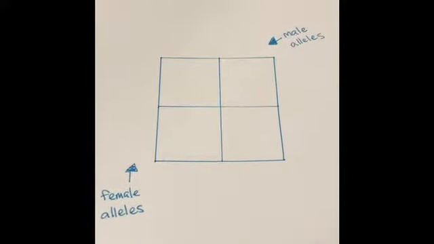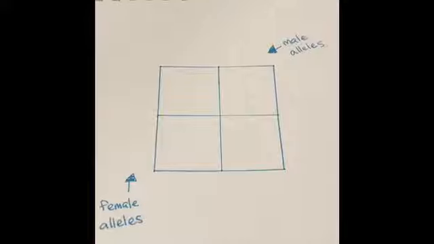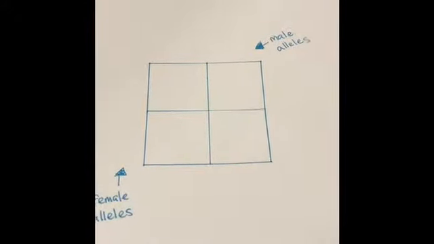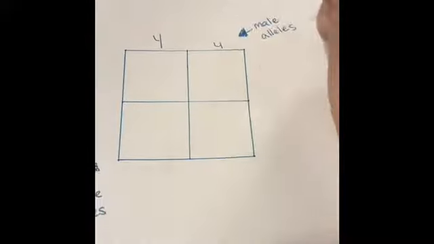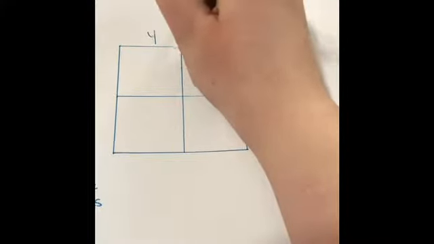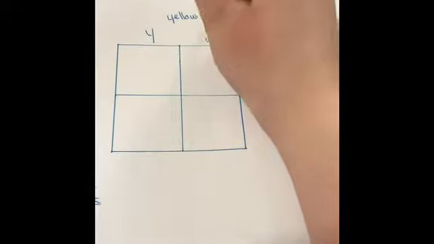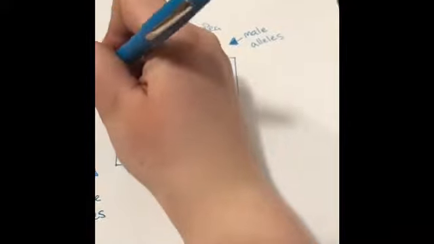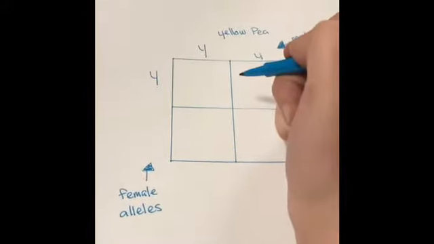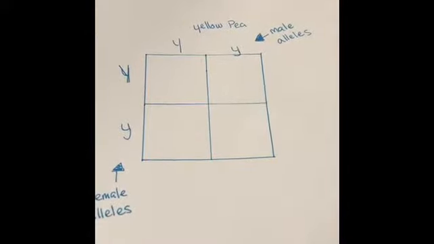So the one that I'm going to be showing you today, we're going to do two yellow peas. So we put capital Y, lowercase y, and that one is a yellow pea. And then our female allele is also a yellow pea. So we have capital Y and a lowercase y. That one's also a yellow pea.